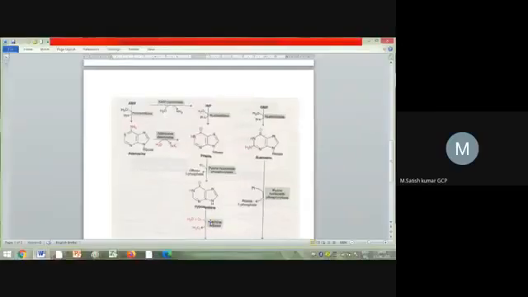So initially in the first pathway, deamination takes place first, and after that dephosphorylation takes place. But in the second, alternate pathway, dephosphorylation takes place in the first reaction, and deamination takes place in the second reaction, right? Okay, so this is one important nucleotide, adenosine monophosphate.